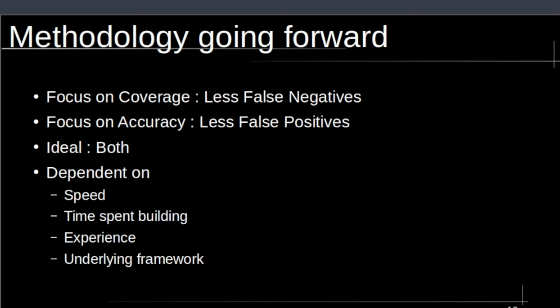That's totally up to you. But in an ideal world, you will not have to make that compromise. Ideally, your bot will have both high coverage with low false negatives, and high accuracy with low false positives. But in order to reach that ideal, I personally believe it depends on four primary criteria.